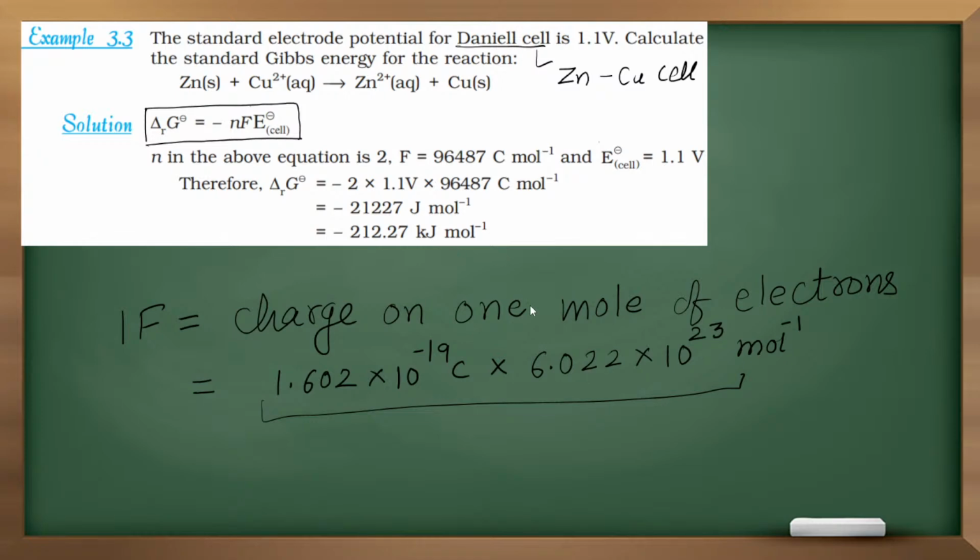So coulomb into volt is equal to joule. Coulomb into volt is joule. Okay, so the answer is in joule per mole, right?